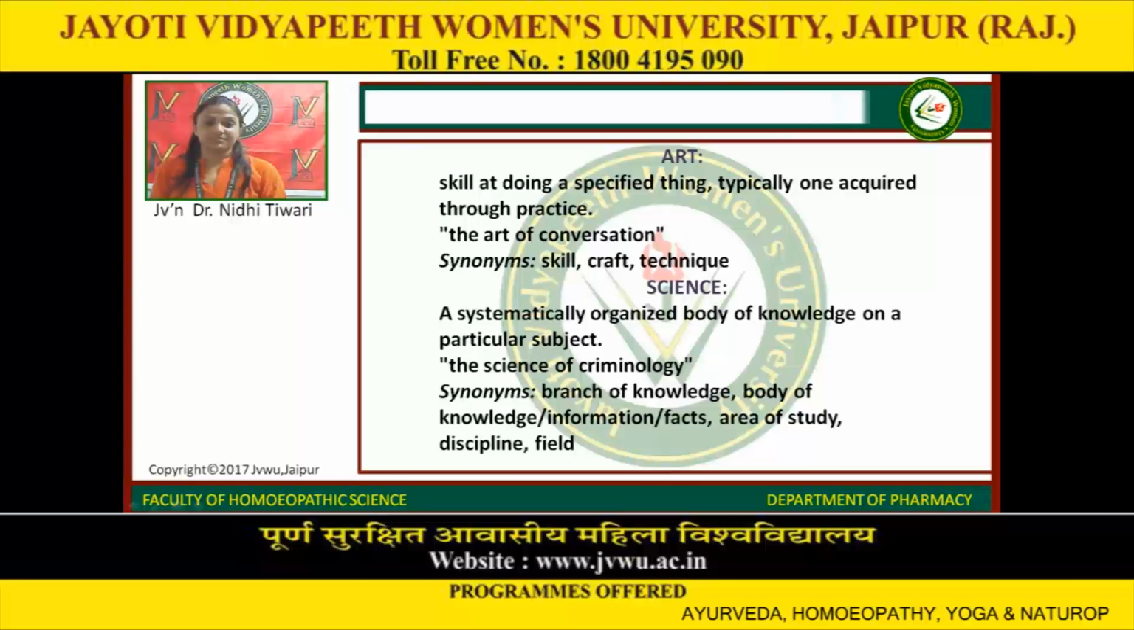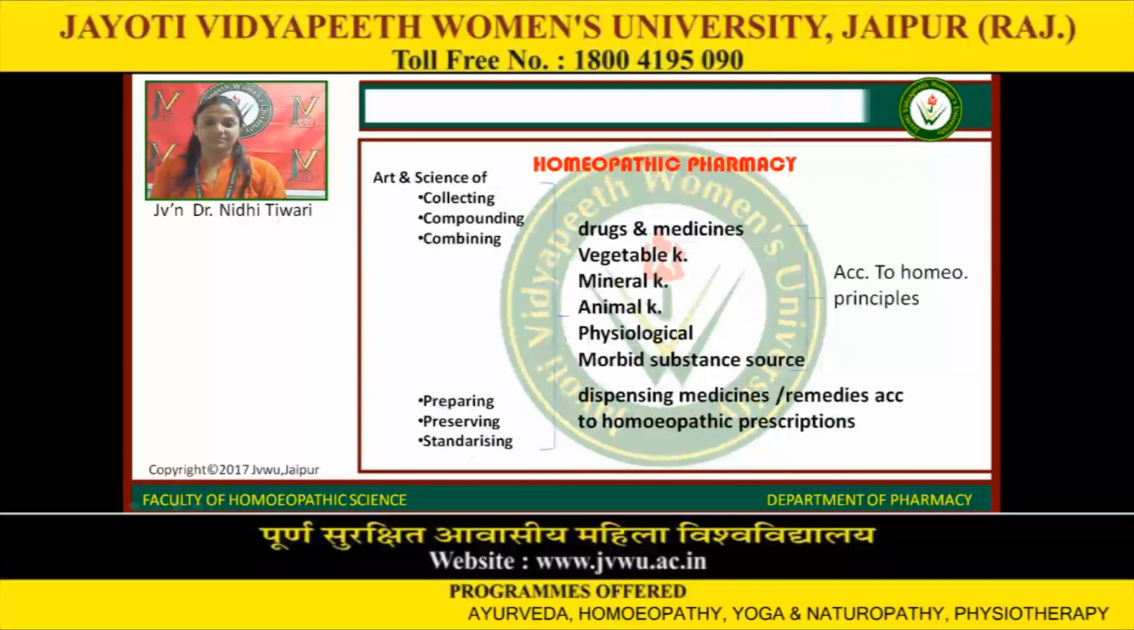Why is pharmacy known as art? Art is skill at doing a specified thing, typically one acquired through practice, as in the art of conversation. Synonyms: skill, craft, technique. And why is it known as science? A systematically organized body of knowledge on a particular subject, the science of terminology. Synonyms: branch of knowledge, body of knowledge, information, facts, area of study, discipline, field.